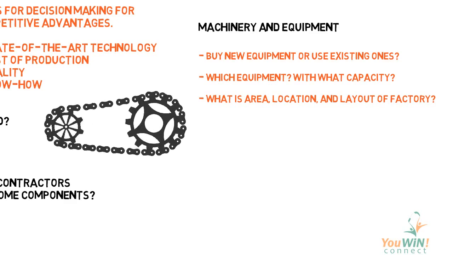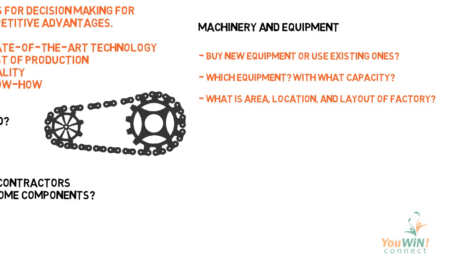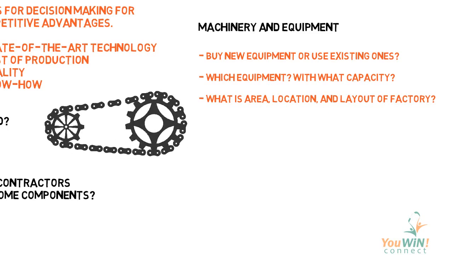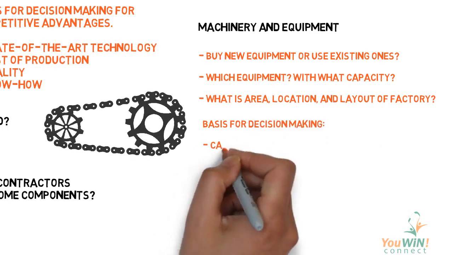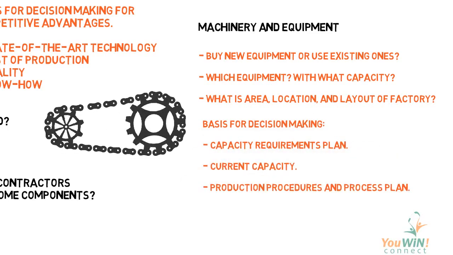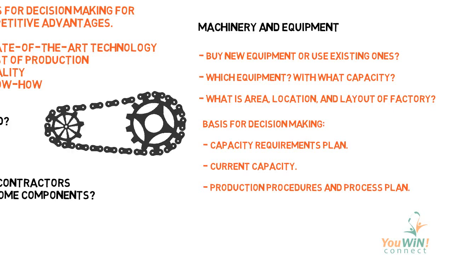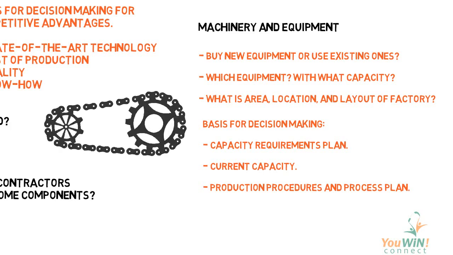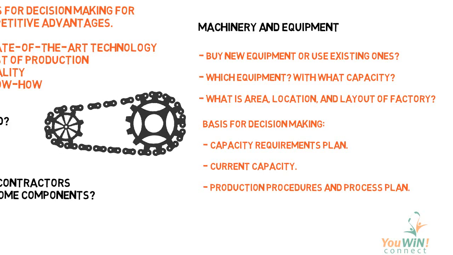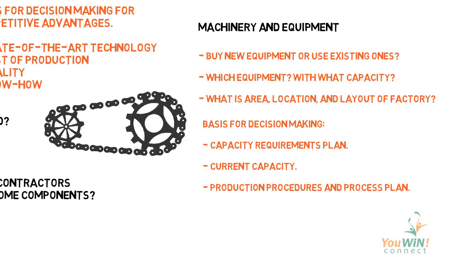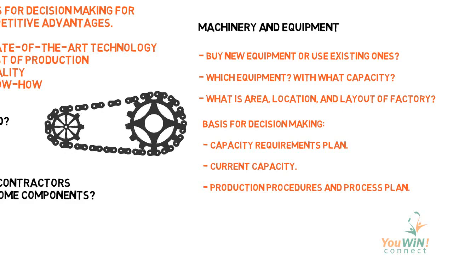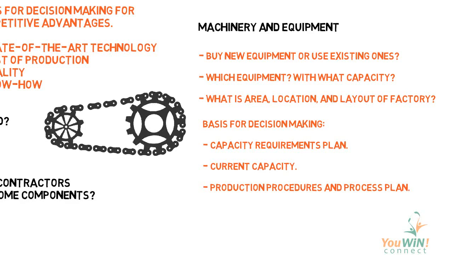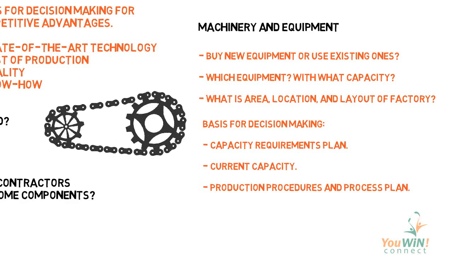Where would you site your factory? What's the location? What's the layout of the factory in terms of the equipment that you will put in there? Basis for decision making in this wise will include the capacity requirements plan, how you are going to expand, what's the ramp up plan that you have for expanding your capacity. What's the current capacity you have? Have you maxed out the number of shifts that you can do on the certain machine that you already have?